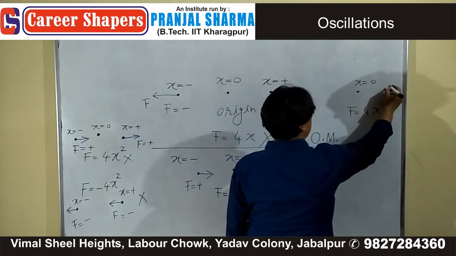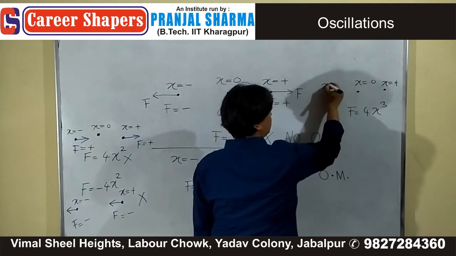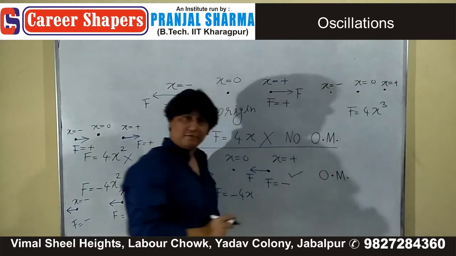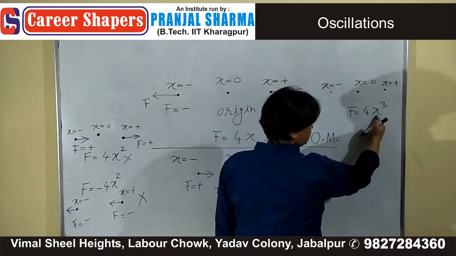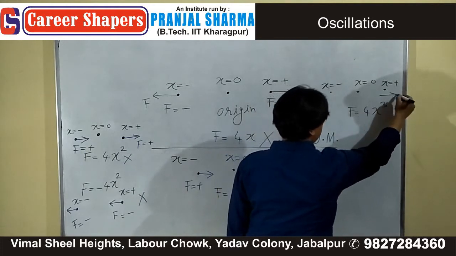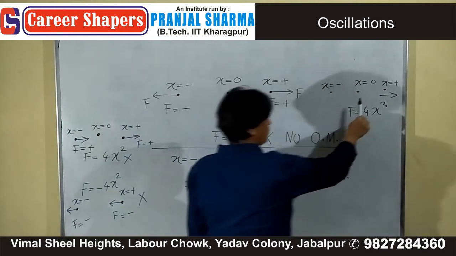If you are over here, your x coordinate is positive. Right here, your x coordinate is negative. Then what? On this side, x is positive, force is in this direction. Arrow represents direction of force. Object is going this way.